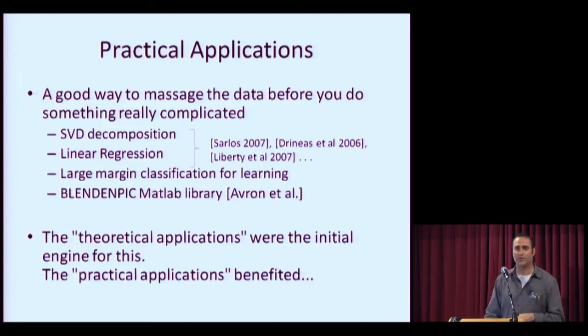So I'll just say that the theoretical applications, those that require space n to the 1 over epsilon squared, were actually the initial engine or motivation for this work, while I think there are other more practical applications that benefited from it. So, you can say something about the course of or the engine of research from this example.